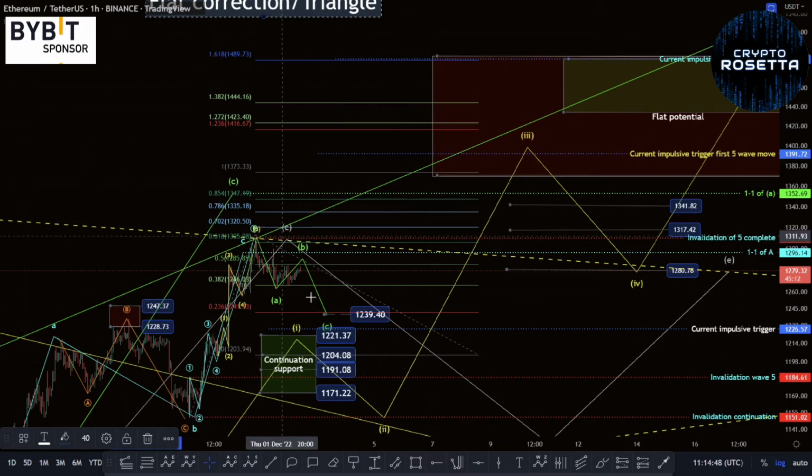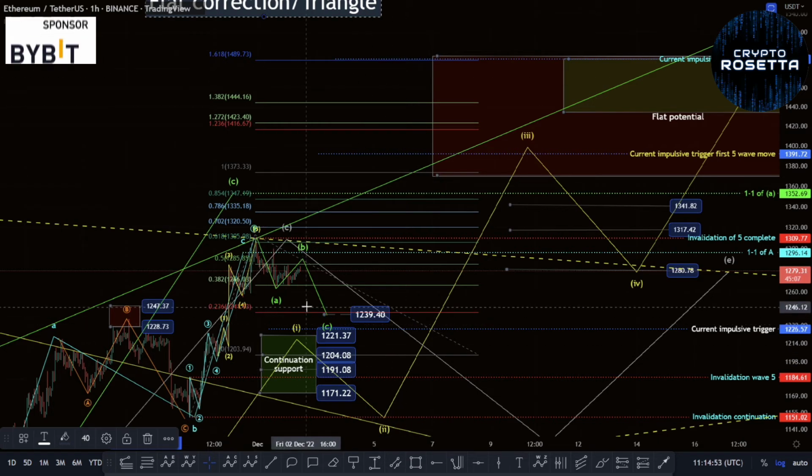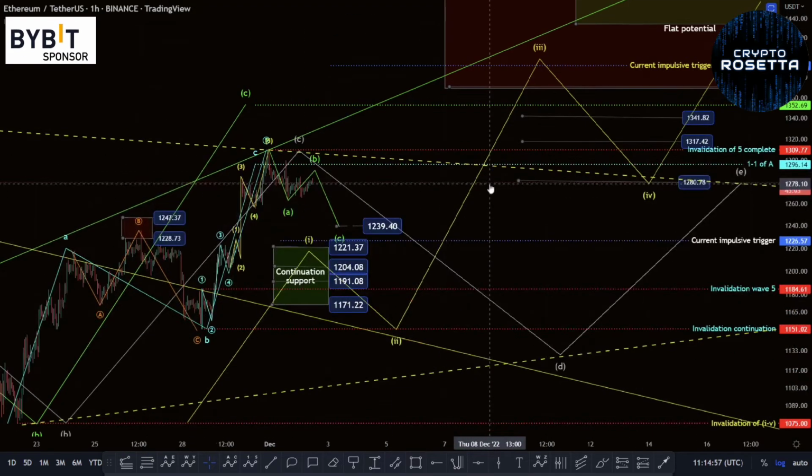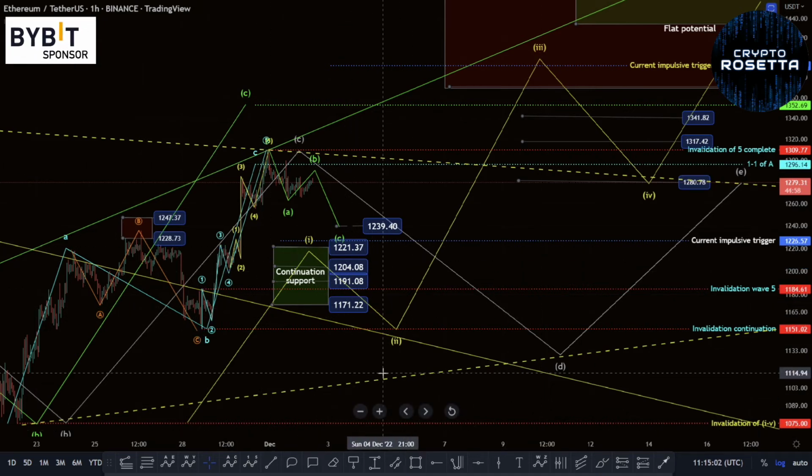If we come down into this B wave zone and then we move up past this point, then we'd be looking at a bigger impulsive structure to the upside. Though we would have to wait for confirmation, and it's still very early days. We need to first move into this box and stay above this zone.